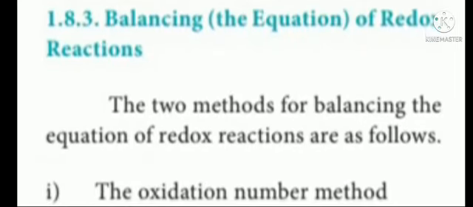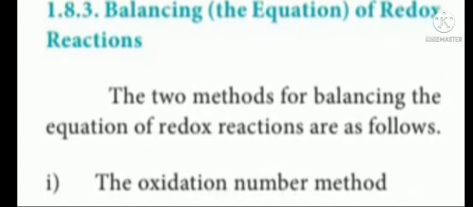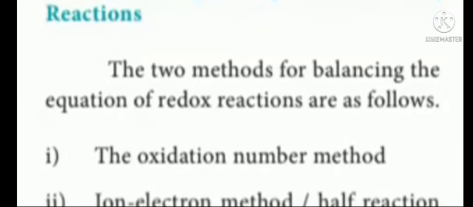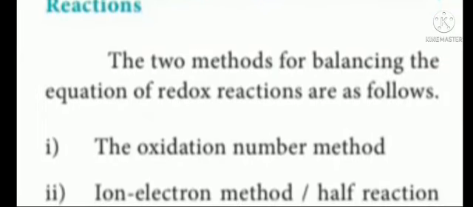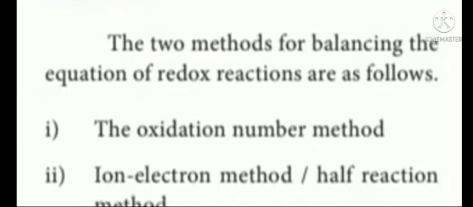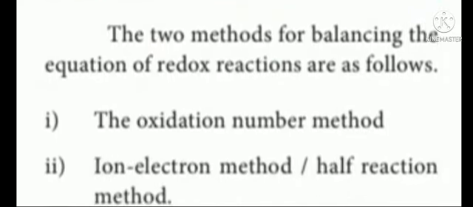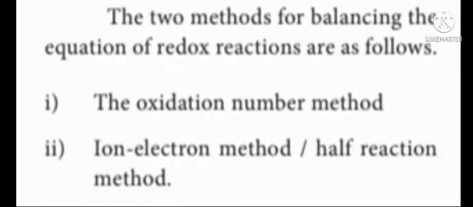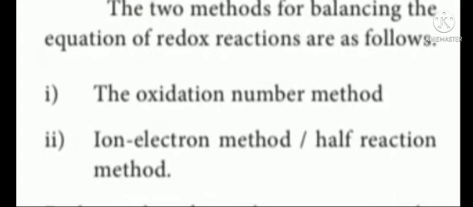Next topic, balancing the equation of redox reactions. Let us discuss how to balance the equation of redox reactions. Here we have two methods for balancing the equation of redox reactions. They are: 1. The oxidation number method, 2. Ion electron method or half reaction method.